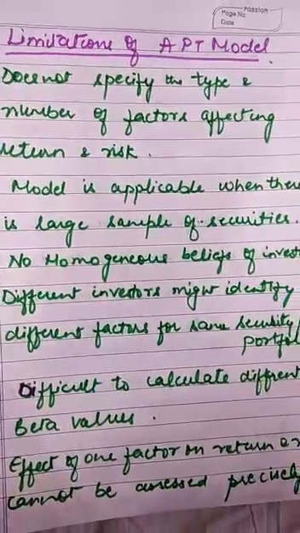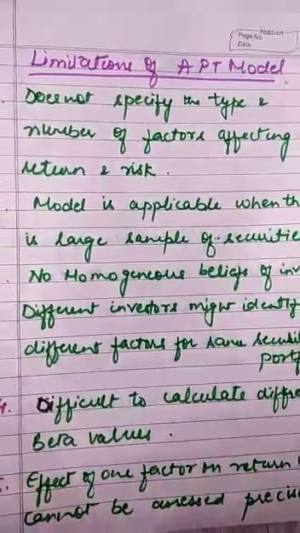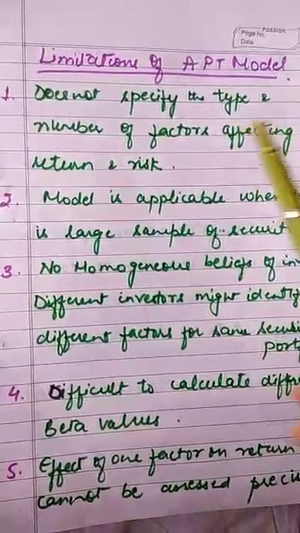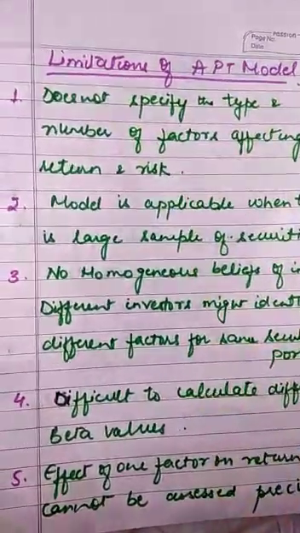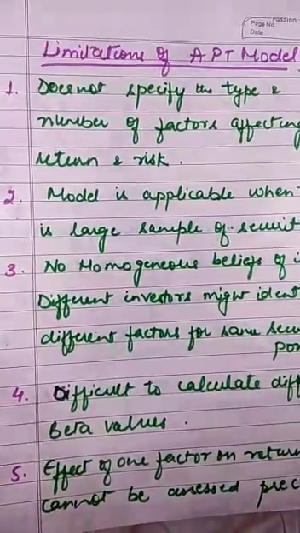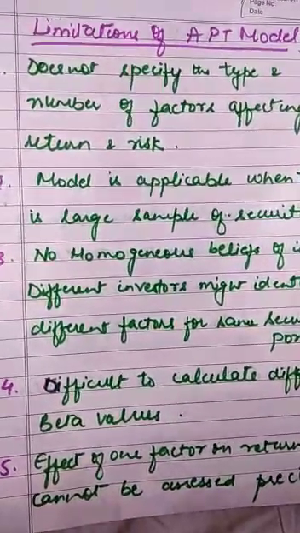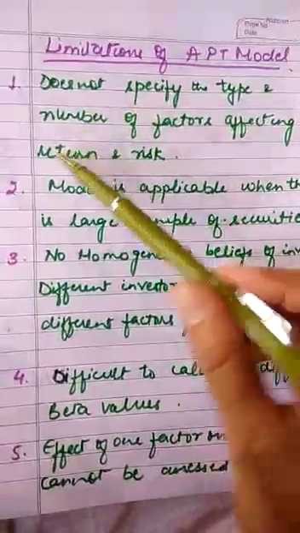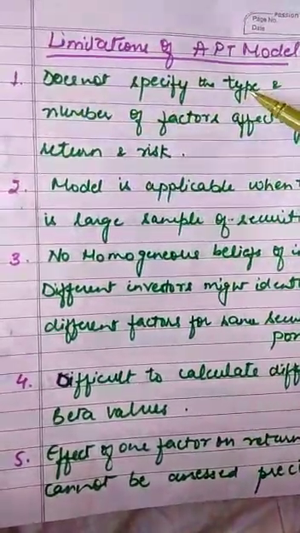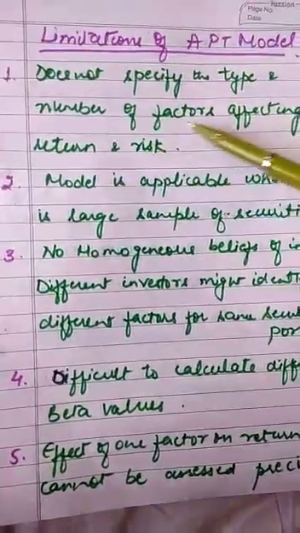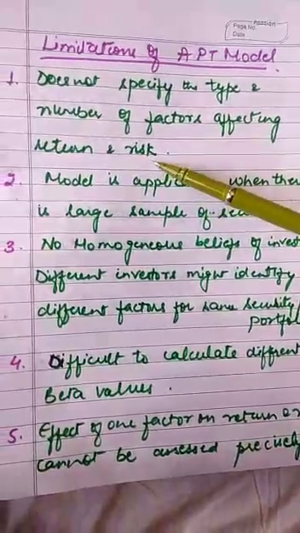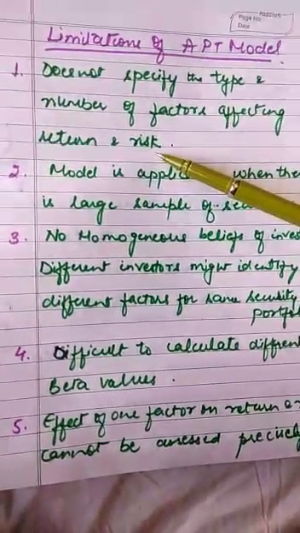So our last topic is the limitations of the APT model. The first limitation of the APT model is that, as we have discussed in the assumption, it specifies that there are a number of factors which are affecting the return and risk of a security, but this model does not specify which type of factors and how many factors are affecting the risk and return. So this is the limitation of the APT model.